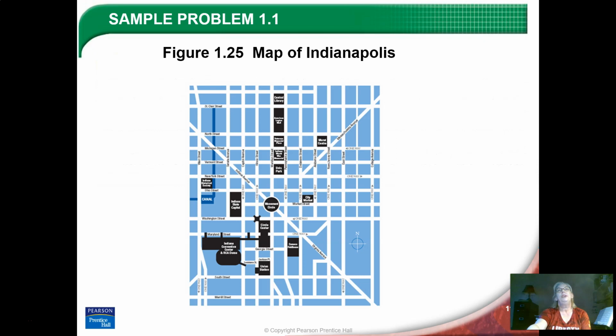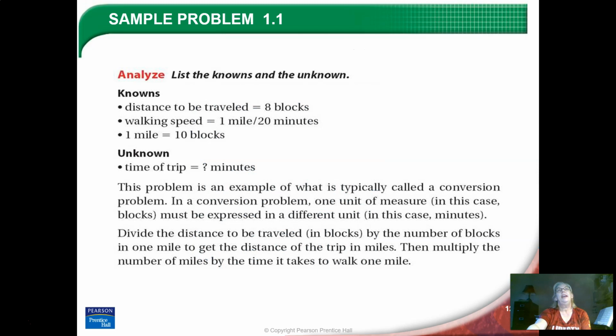So here's the map. You're going from one place to another. And here's the given. We know we have to go 8 blocks. We know we walk 1 mile in 20 minutes, and we know that a mile is about 10 city blocks. And we want to know how long it's going to take us to walk.